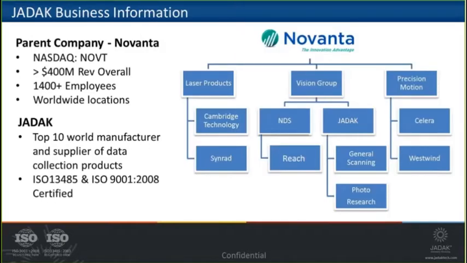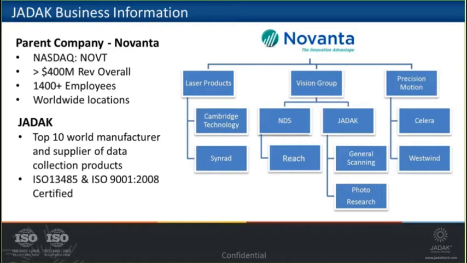Some additional business information about JADAK. We are a Novanta company. If any of you were familiar with a company by the name of GSI Group, Novanta is formerly the GSI Group. Novanta actually went through a rebrand this past summer, so we are Novanta now. We are traded on the NASDAQ, and the company is approximately $400 million in revenue overall, with about 1,400 employees across the globe.